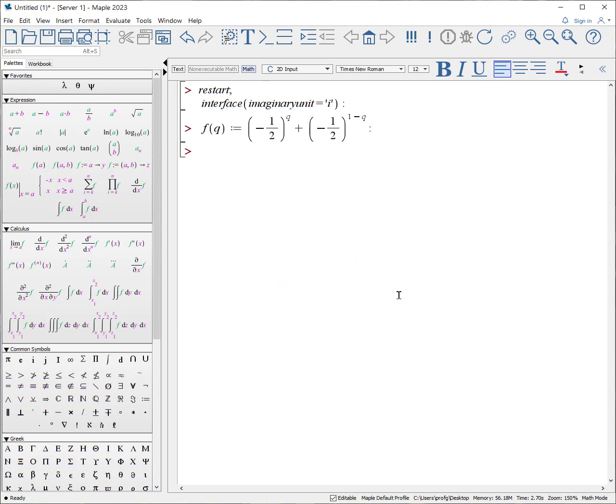In addition, Maple will be able to solve any function that happens to be complex and return a value in a complex format. For example, here we have a function of q. So if I say f of 1/2, and I put the value in, it returns a complex number. Let's try another one. f of 1.5, it now returns a complex number, but now as a floating point complex number.